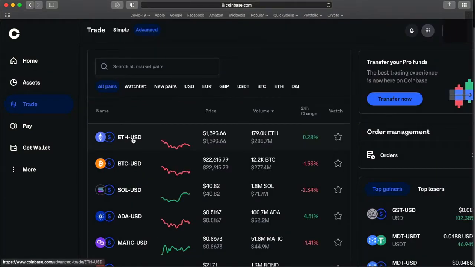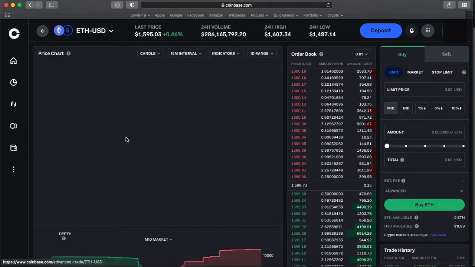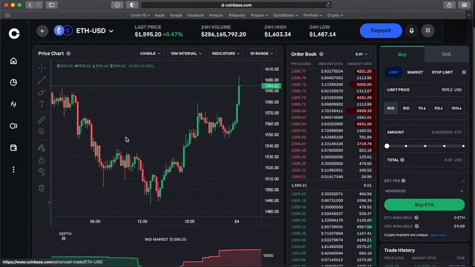Currently it has ETH USD at the top. If it doesn't have that for you, you can go into the USD tab, and it should be one of the first few up here. We're going to be trading the ETH USD pair, and that allows you to buy and sell in both directions to convert ETH to USD or USD to ETH.